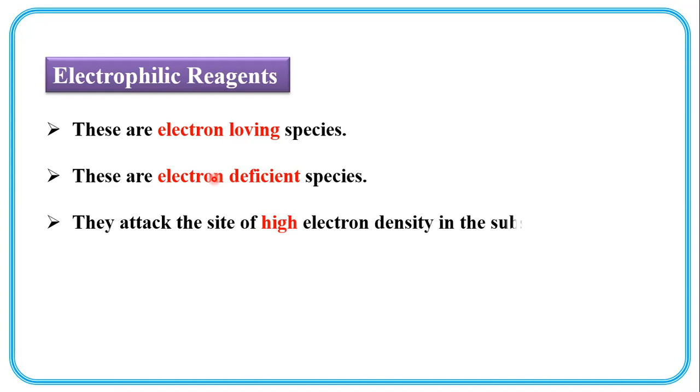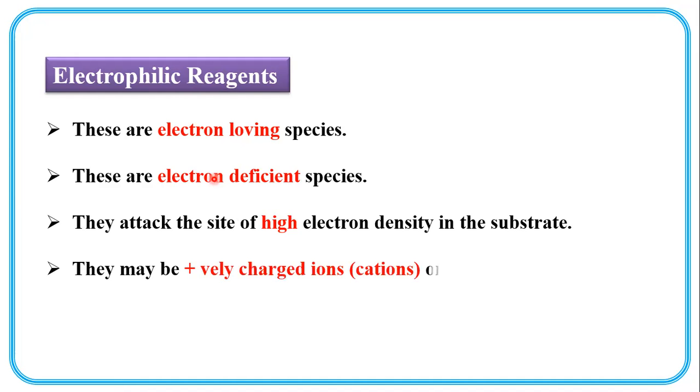They attack the site of high electron density in the substrate. Where there is high electron density, this electrophile can attack at this site. They may be positively charged ions, means cations, or may be neutral molecules.